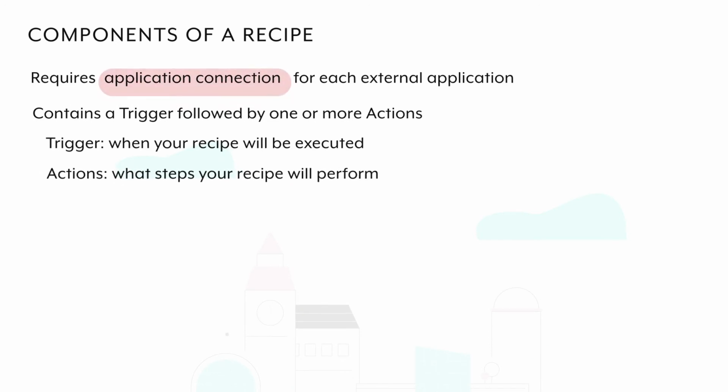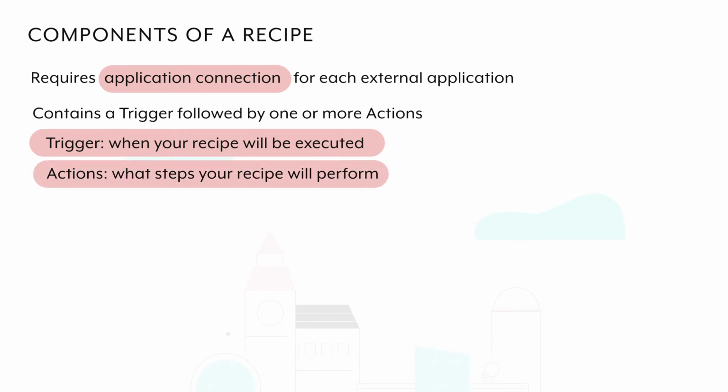There are three main components of a recipe. The first is the application connection, which is needed for all applications that your workflow touches. Second, the trigger, which determines when your recipe will be executed. Third, the actions, which are basically the steps that your recipe will perform.